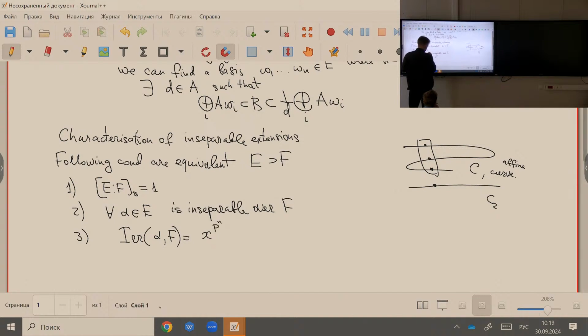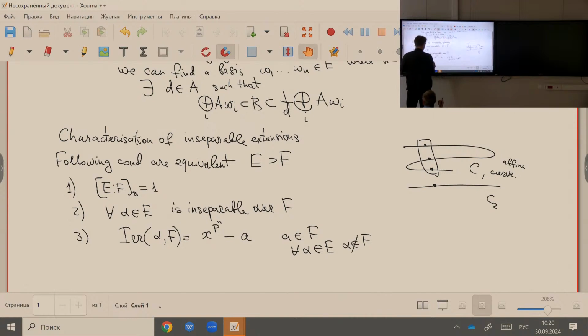so if you know that any element that is not in the field is inseparable, this really allows you to make a reduction of the polynomial that says that the polynomial is actually of the form x to the power p^n minus a. Yes, where a belongs to F, and for any alpha belongs to E, and alpha not in F.